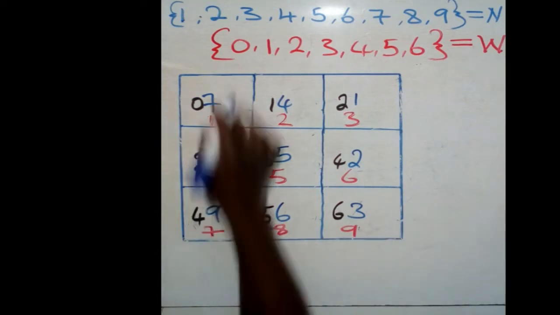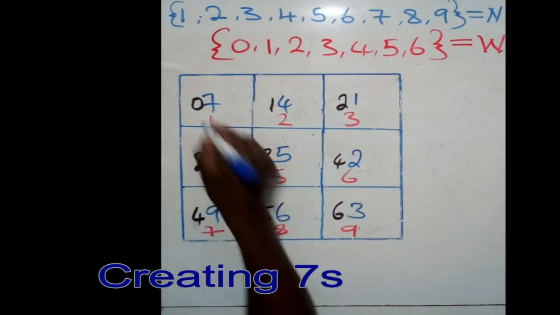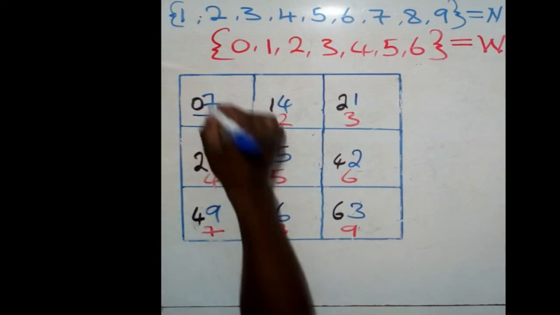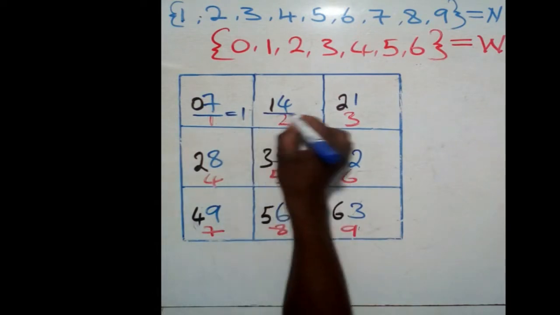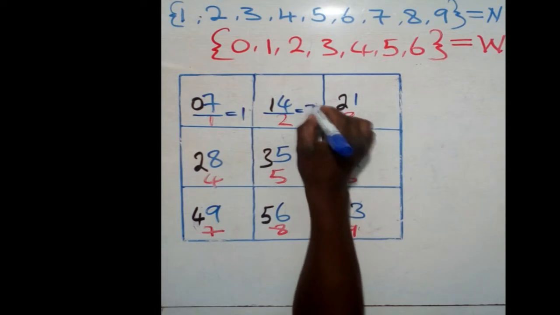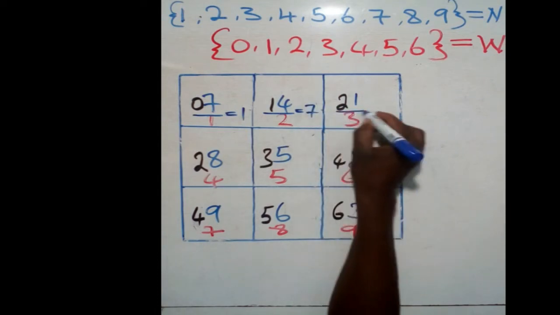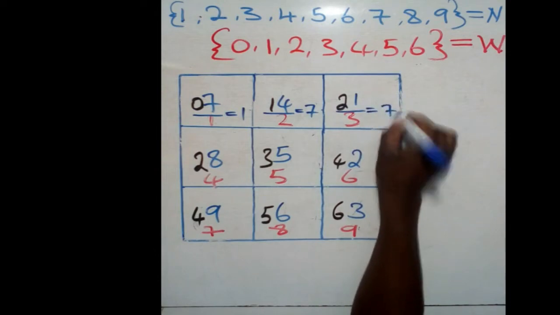So, for the first box, how can we create a number 7 from there? We can create a number 7 by dividing 7 by 1, which is equal to 7. We can also create another 7 there: 14 divided by 2 is equal to 7. We can create another 7 there: 21 divided by 3 is equal to 7.